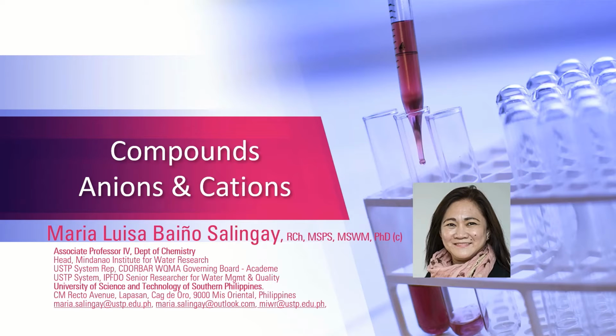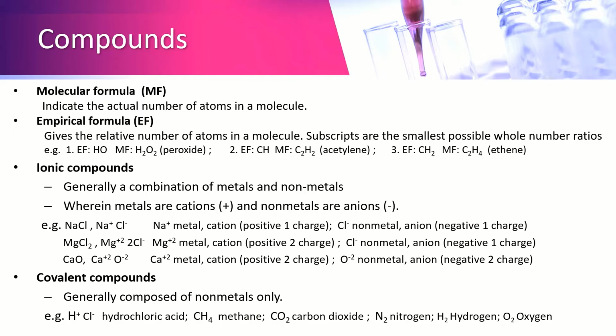and cations. In a compound, the molecular formula indicates the actual number of atoms in a molecule, while empirical formula gives the relative number of atoms in a molecule. Subscripts are the smallest possible whole number ratios. For example, empirical formula HO has a molecular formula H2O2, which is peroxide. Empirical formula CH could be C2H2, which is acetylene.